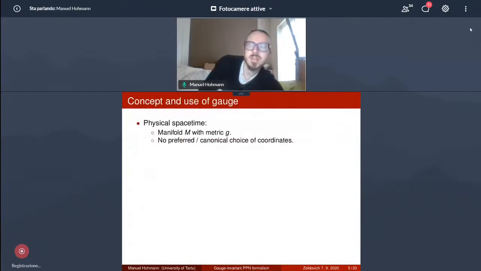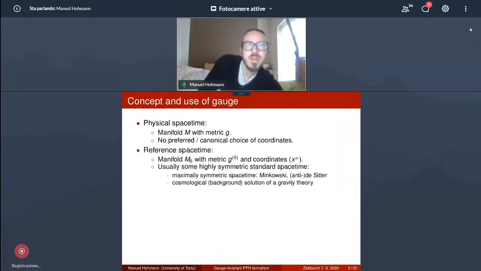So what is the idea of a gauge in this context? Usually we describe a physical space-time, which is a manifold M with some metric, and where we have no canonical choice of coordinates given a priori. And we want to compare this to a reference space-time. So we want to have some manifold with a metric and coordinates assigned to it. Usually we take some highly symmetric standard space-time, like Minkowski space-time or some maximally symmetric space-time, or also the FLRW space-time, for example. And we want to regard our physical metric g as a perturbation of this background metric.